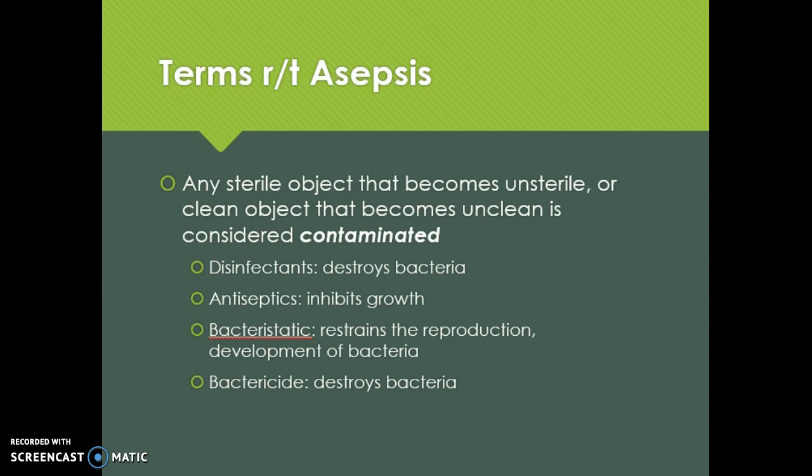Any sterile object that becomes unsterile or clean object that becomes unclean is considered contaminated. So you drop a syringe on the floor, you may not use it. Even if it still had its cap on it, it still could have bacteria on it. Sterile field, if you get it wet, it's no longer sterile. If you cross it with something that's uncontaminated or that's contaminated, it's no longer sterile. Again, all of these things you learned in clinical when you did Foleys.